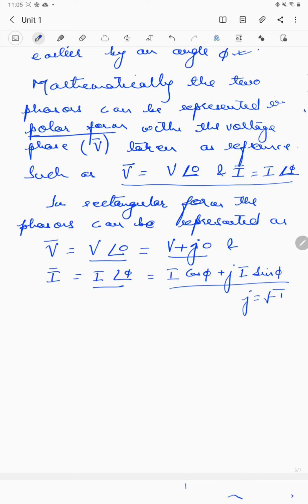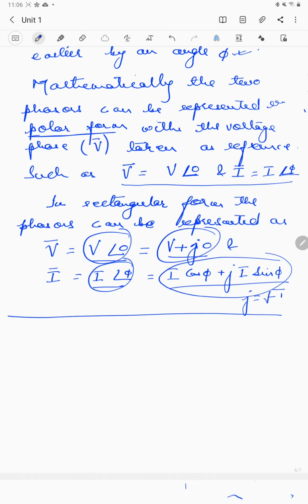Now next we are going to see how we add or subtract, and multiply and divide these phasors. How their addition and subtraction happens, and how multiplication and division happens. You should always remember these things. This is the polar form, and this is the rectangular form.